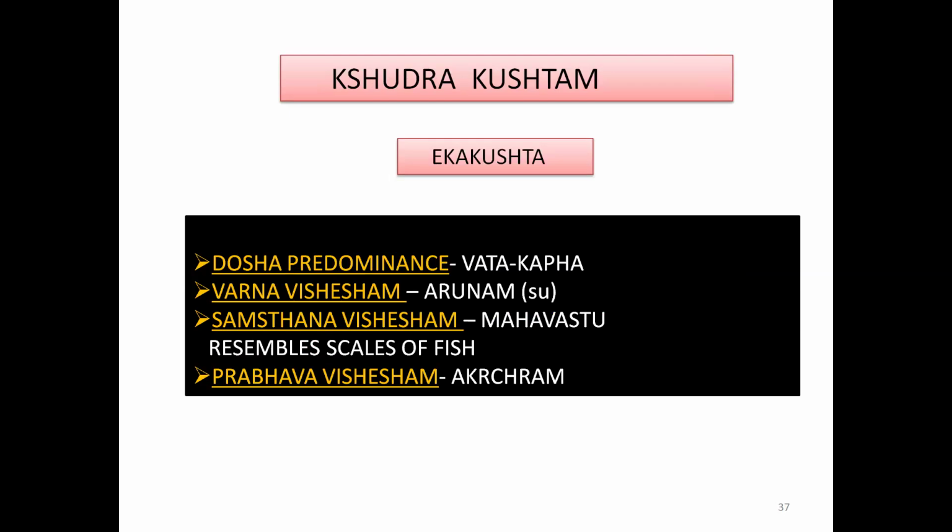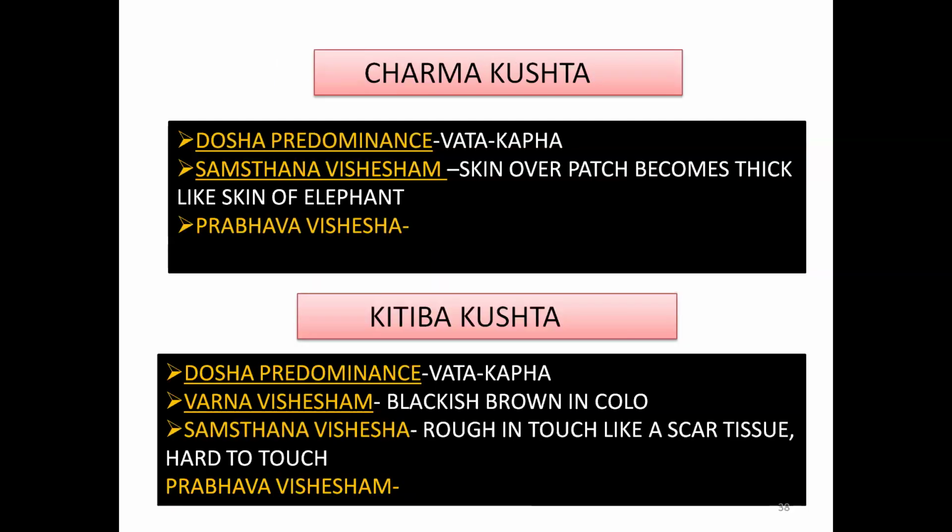Eka Kushta, actually, is exfoliative dermatitis. That will be a manifestation all over the body with severe exfoliations from all over the body. That is Eka Kushta. And Charma Kushta is explained, dosha predominance is Vadakabha, and Samsthana Vishesha, skin over the patch becomes thick like the skin of an elephant, Gajacharma. Rooksham, Kinagara Sparsha, Kathinam. Vadakabha dominant and blackish brown in color, rough in touch like scar tissue, hard to touch.